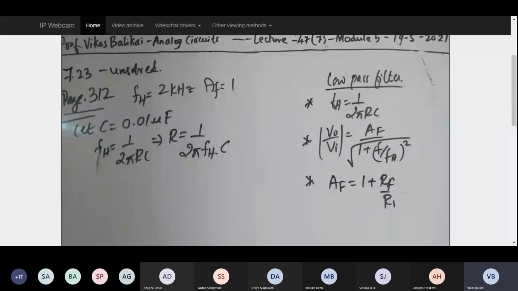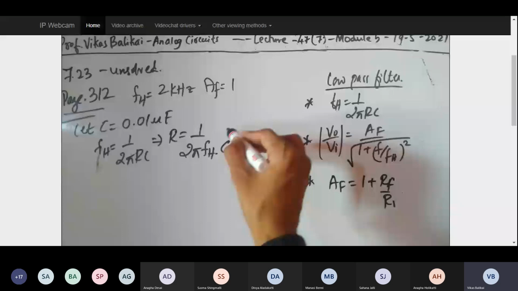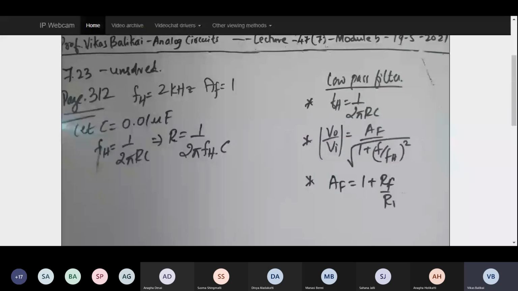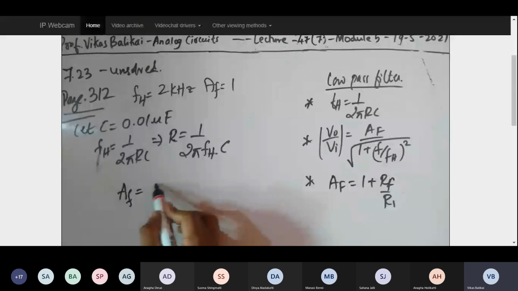Once you know the value of R and this value of C together, you can just design the circuit. And what about R1 and RF? In order to calculate R1 and RF, I'll make use of the pass band gain equation, that is 1 plus RF by R1. This is nothing but AF, which he has given as 1. So 1 equal to 1 plus RF by R1.